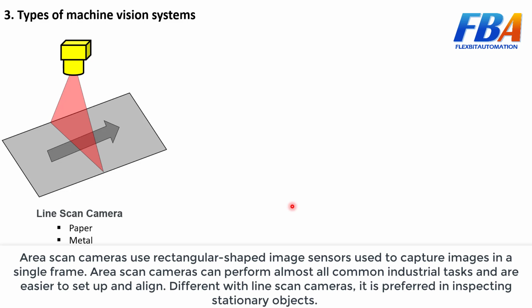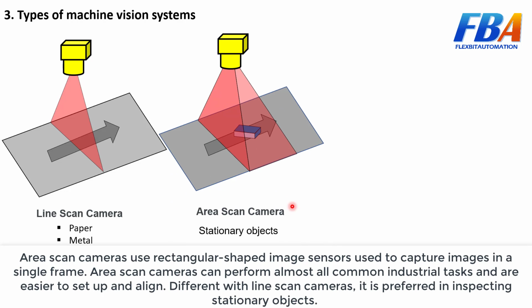The second type is the area scan camera. It has a rectangular-shaped image sensor used to capture the image in a single frame. The area scan camera can perform almost all common industrial tasks and is easier to set up and align. Different from line scan cameras, it prefers to inspect stationary objects.